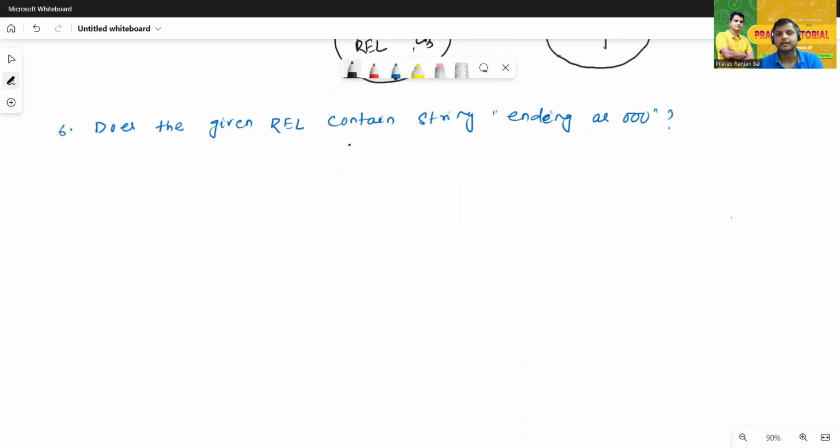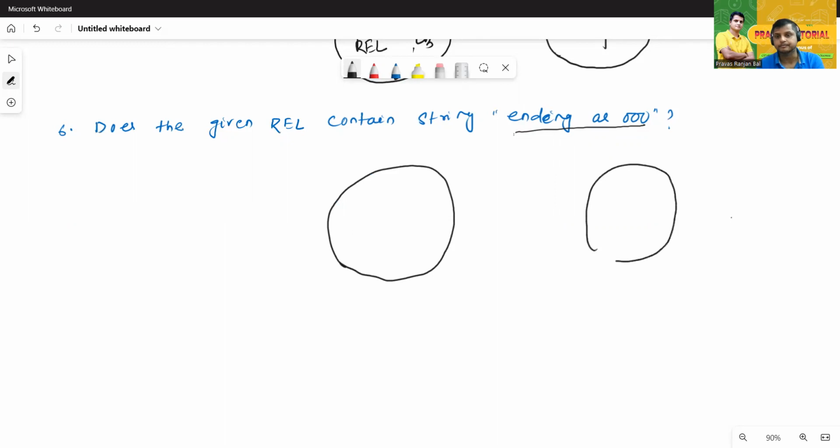Does the given RL contain a string ending as 000? Ending as 000 means every string must end with 000. So this is the range 0, 1. The domain contains the set of RL, like L1, L2, L3 up to L infinity. Does the given RL contain a string ending as 000? Yes, some may contain strings that end with 000, but some may not.